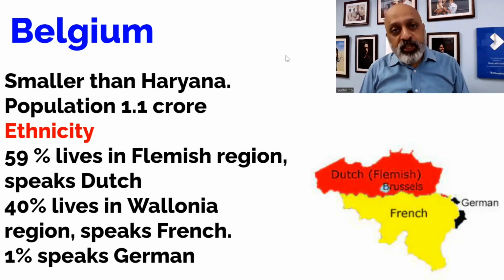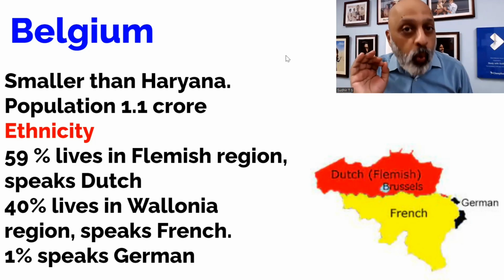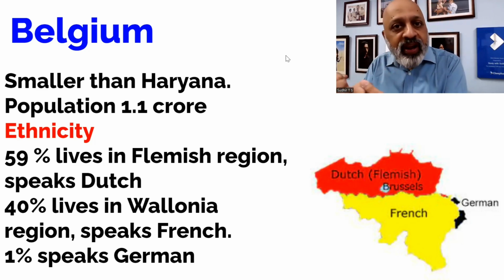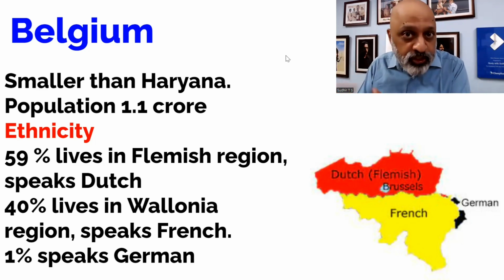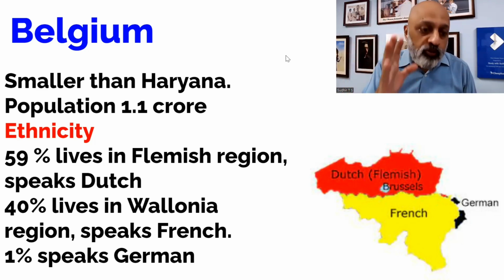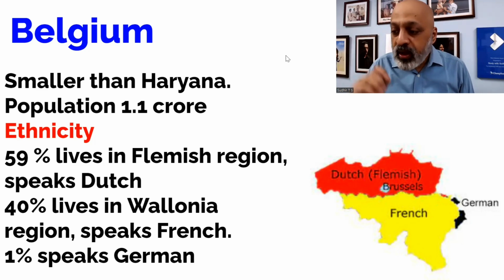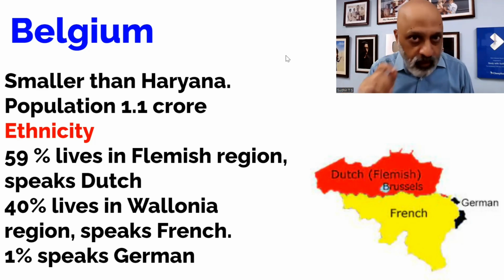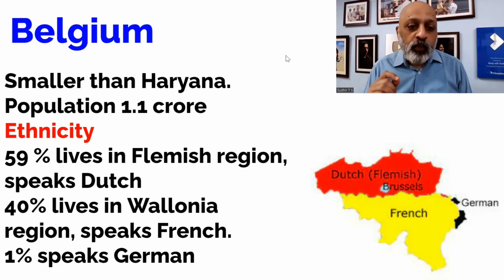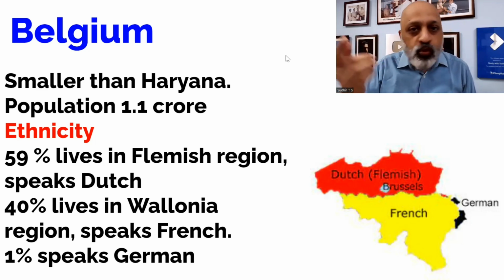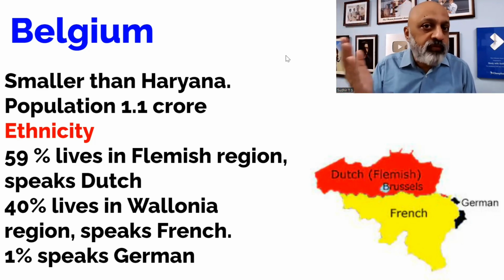The population of Belgium, according to the latest figures, is 1.1 crore people. In terms of ethnicity, ethnicity essentially relates to your race, your culture, the language that you speak. Now, of Belgium's total population, 59% of people live in the Flemish region and they speak the Dutch language. 40% of the population lives in the Wallonia region and speaks French. There is 1% in the eastern part of Belgium which speaks German.